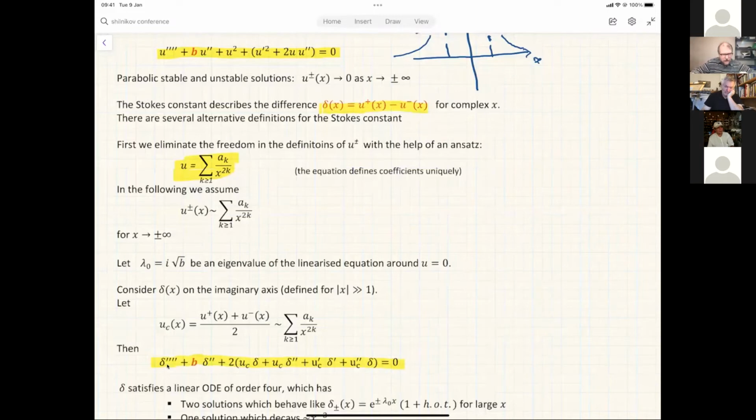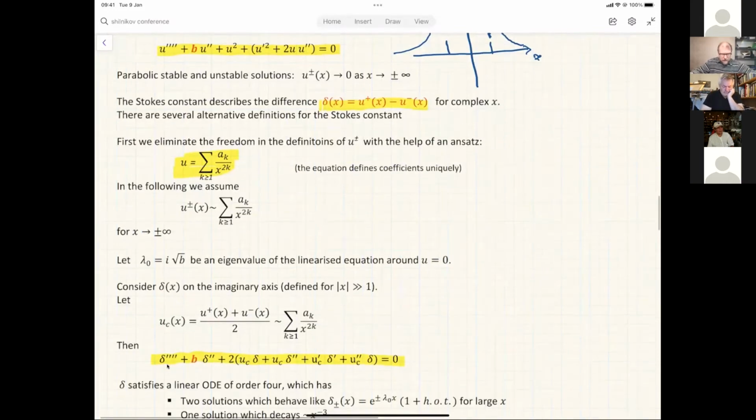But when we look at this equation, we see that it is a differential equation for delta, which is of order 4. It contains the fourth derivative, second derivative, even the first derivative, and it contains the function uc, the middle function between two solutions, which has the same asymptotic behavior as u plus and u minus, because u plus and u minus have the same asymptotic behavior. Then we can study solutions of this linear equation, assuming that we know the asymptotic expansion of the coefficient uc.